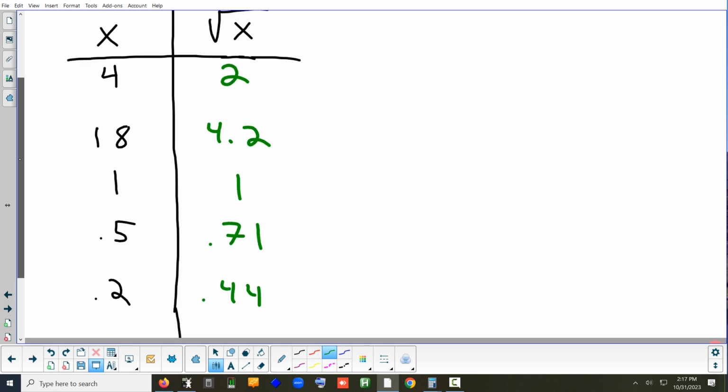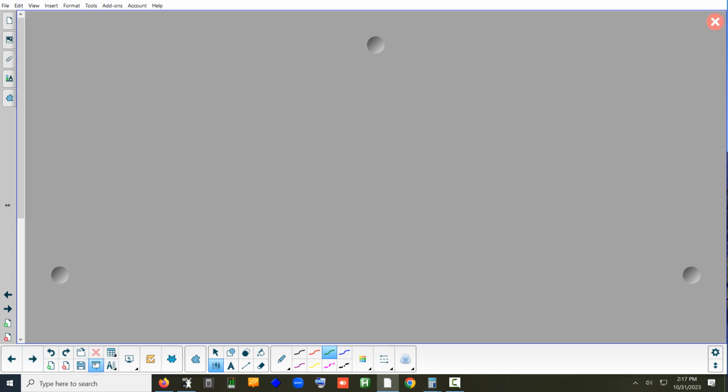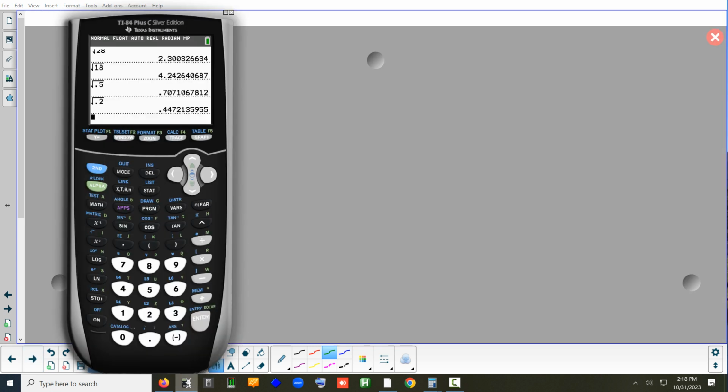Okay, any question on that? All right. So let's look at a graph of a square root.